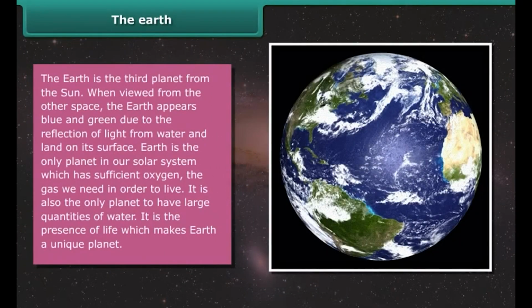The Earth is the 3rd planet from the Sun. When viewed from outer space, the Earth appears blue and green due to the reflection of light from water and land on its surface. Earth is the only planet in our solar system which has sufficient oxygen, the gas we need in order to live. It is also the only planet to have large quantities of water. It is the presence of life which makes Earth a unique planet.